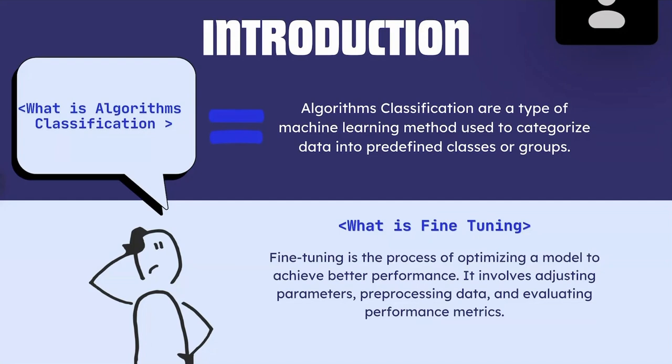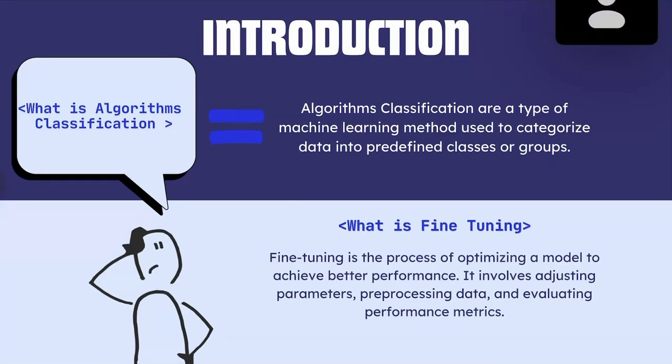So fine-tuning is a process of optimizing a model to achieve better performance. It involves adjusting parameters like pre-processing data and evaluating performance metrics. This is crucial because a poorly tuned model can lead to inaccurate predictions, limiting its usefulness.